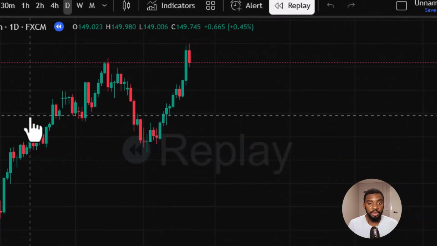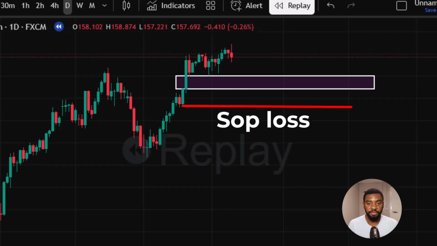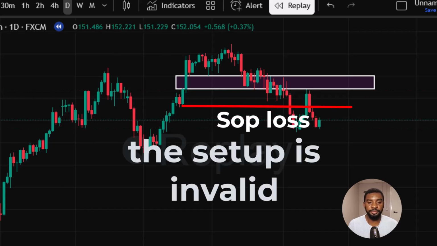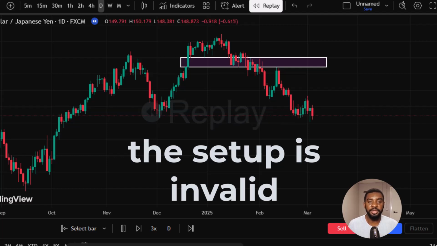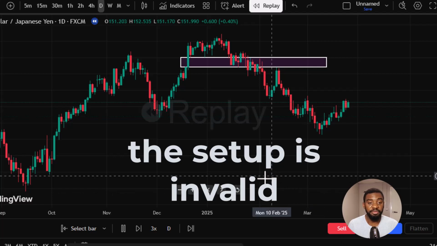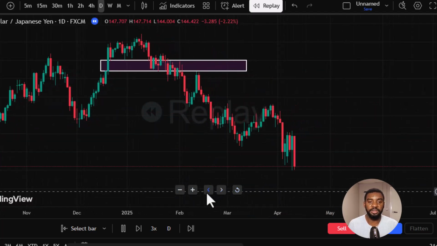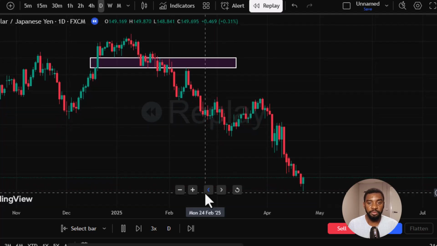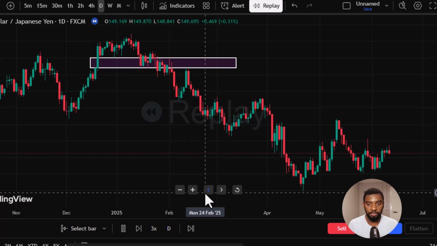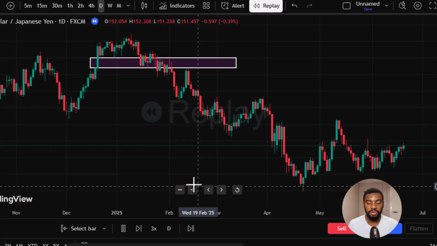Manage risk. Place stops just beyond the gap edges. If a bullish gap fails, price falls below the gap. The setup is invalid. In essence, a fair value gap is a clue that smart money pushed price hard and left behind unfilled orders. By trading the gap fill, you align with how big players often enter or exit positions. However, remember that not all gaps will fill. A gap is a sign, not a guarantee.